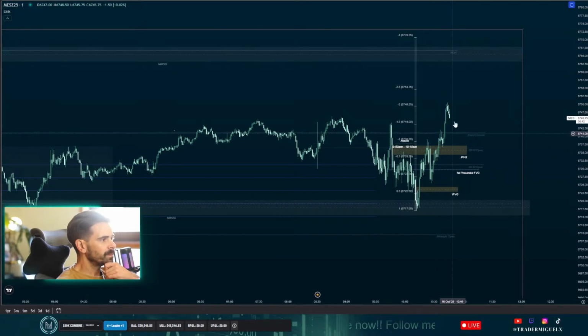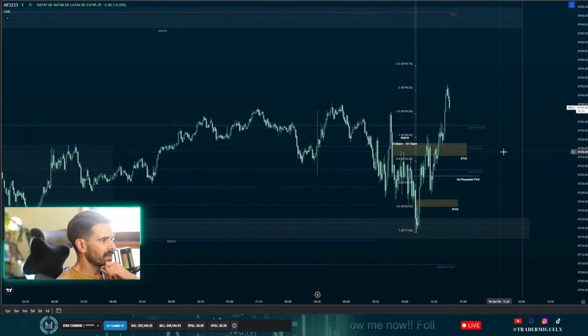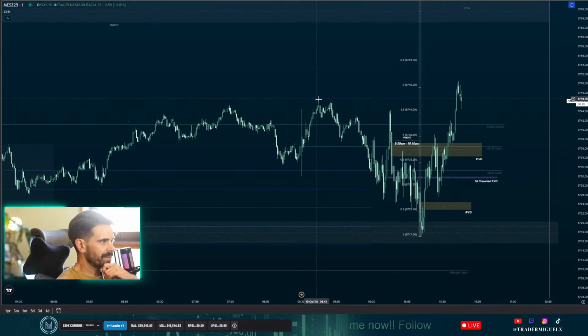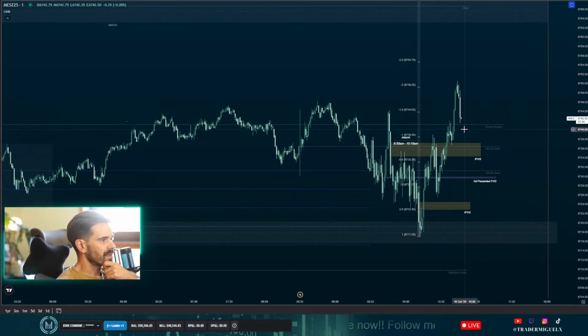Let's see if we can hold this bullish momentum, or if we will retrace now lower, since we already took out the highs that I was talking about, these ones right here. So I'm really curious to see. Price went directly to minus 2 standard deviation. So price heading towards event horizon.